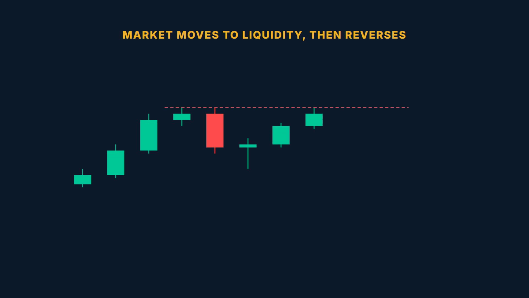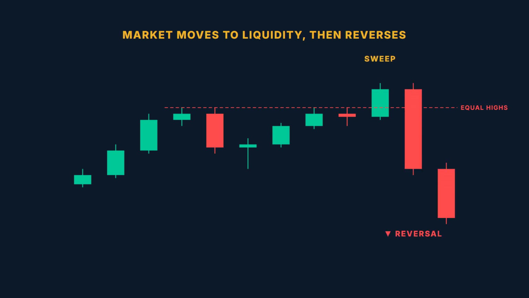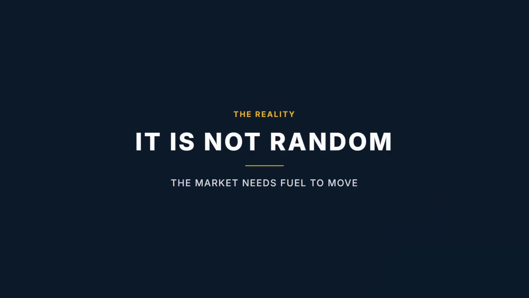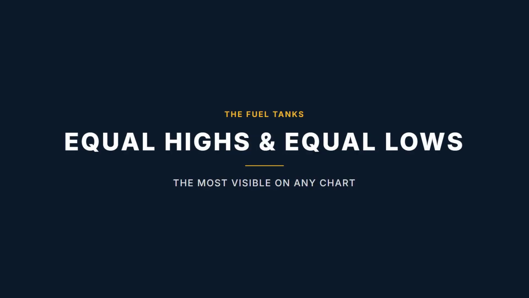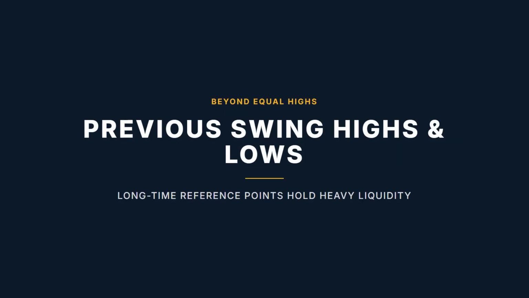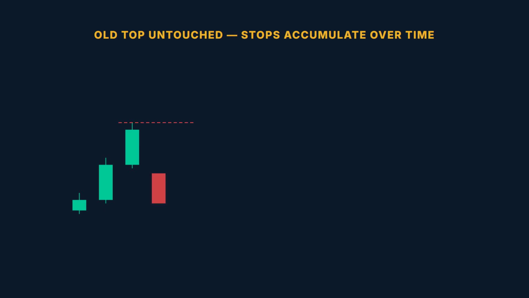Now let's connect these concepts with the third pillar of the system, liquidity. Every time the market forms a clear top or a clear bottom, especially one that has been tested more than once, there is a concentration of orders above or below that level. Above equal highs sit the stops of short sellers and the buy stop orders of breakout traders. Below equal lows sit the stops of buyers. Those concentrations are liquidity pools, and the market is drawn to them before any major directional move.